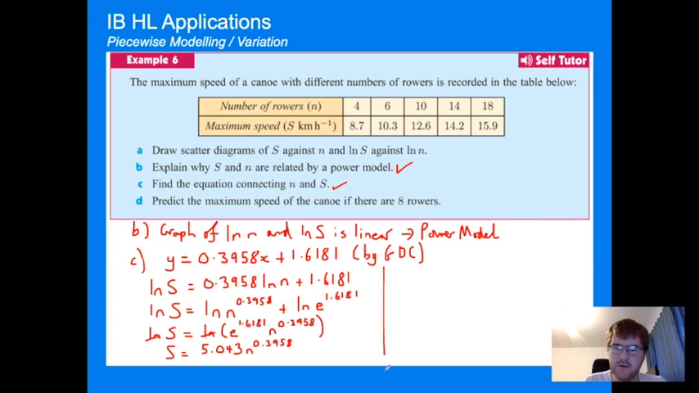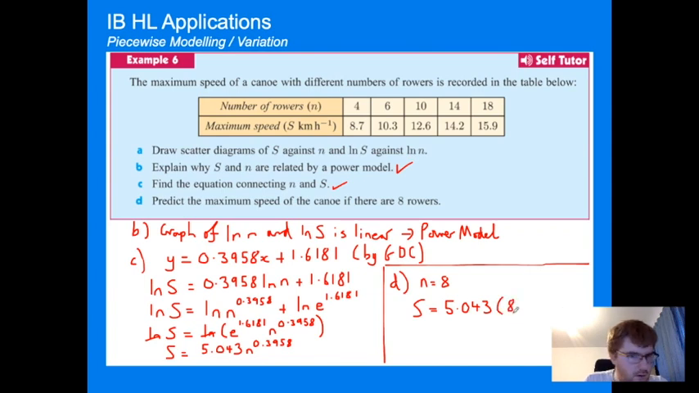And what they like to do, applications, is get you to use what you've just worked out in a context question. So typical substitution question. Predict the maximum speed of the canoe if there are 8 rowers. So we're going to put in n is equal to 8. So we just insert that into our equation. So s is equal to 5.043 times 8 to the power of 0.39.